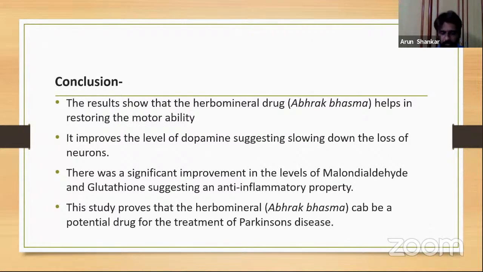Now, the following conclusions were made after carrying out the assays. It clearly showed that the abragbasma or the herbomineral group helped the Drosophila flies to restore their motor ability. It also helped to increase the level of dopamine in the study drug group when compared with the rotenone or the disease control group. There was also an improvement in the malondialdehyde and glutathione, suggesting that there is an anti-inflammatory property of the drug. And this also proved that the abragbasma or the herbomineral drug can be used as a potential drug for treatment of Parkinson's disease, but further studies are required to validate the claim.